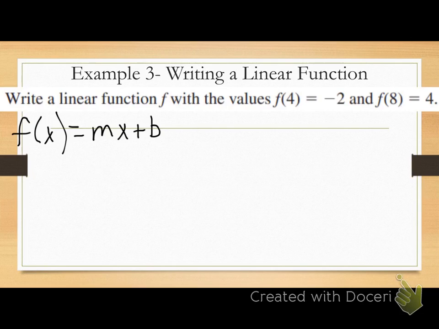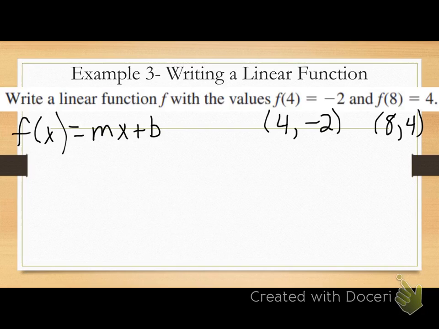Very good. In this first one, they replaced x with 4, so I know that's my x value for that ordered pair. f of x equals negative 2, so I know that's my y value because we treat f of x like y. So what's my other ordered pair? 8 and 4. There we go. You guys remember that from the other day?